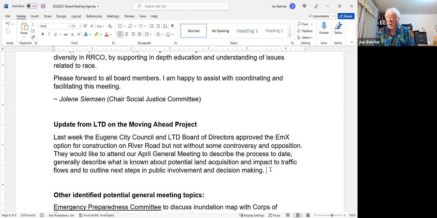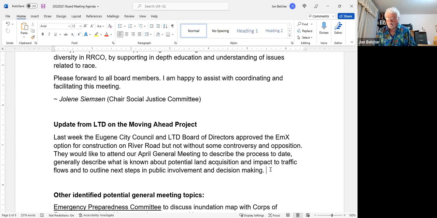They would like to come to our next April meeting and dispel some of that misinformation and actually provide a little more background on what is likely to be the impact to property owners along the route, and also what impact it will have on traffic flow through the neighborhood, at least tentatively, as far as they know.